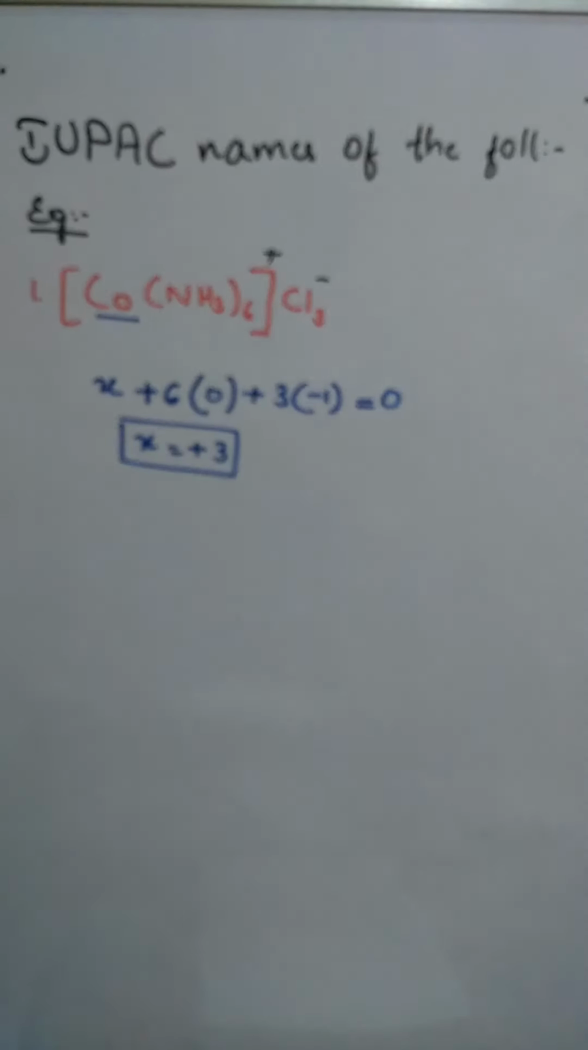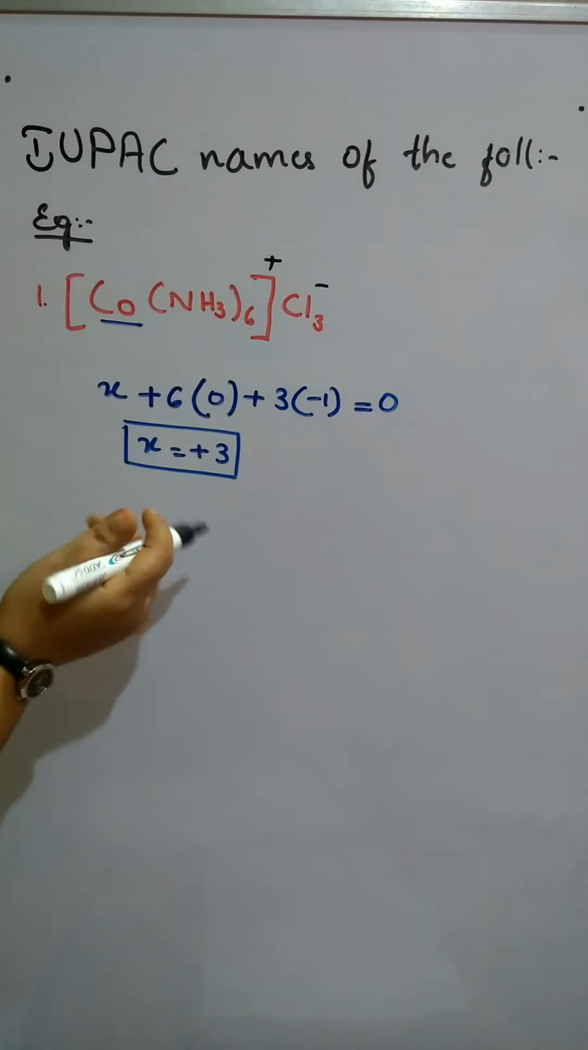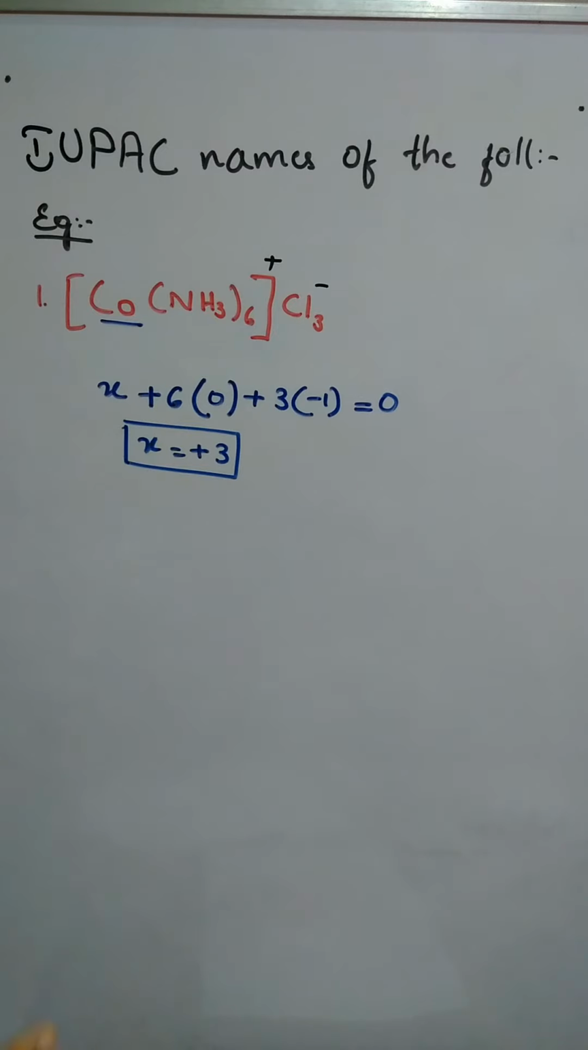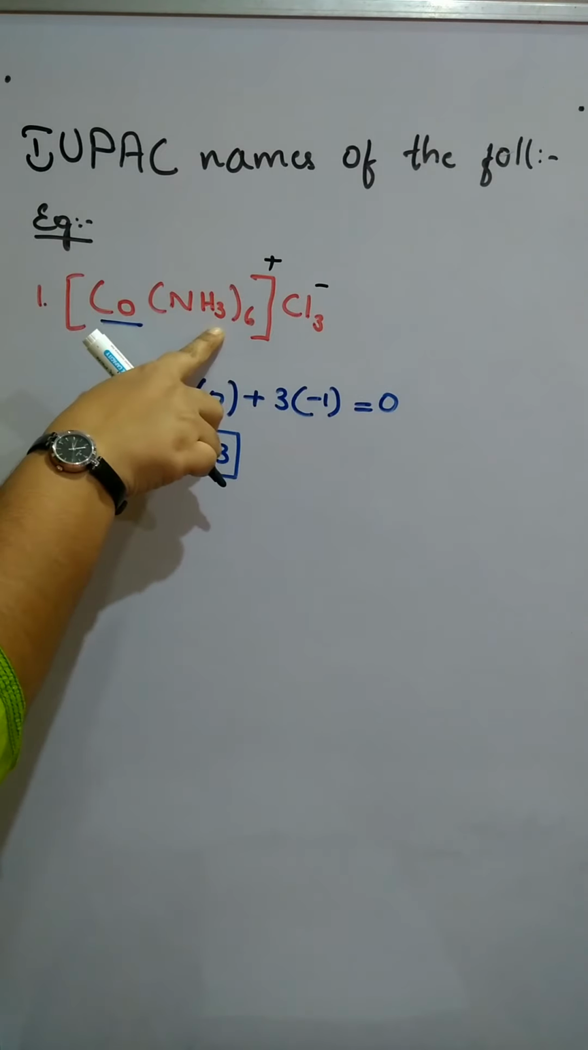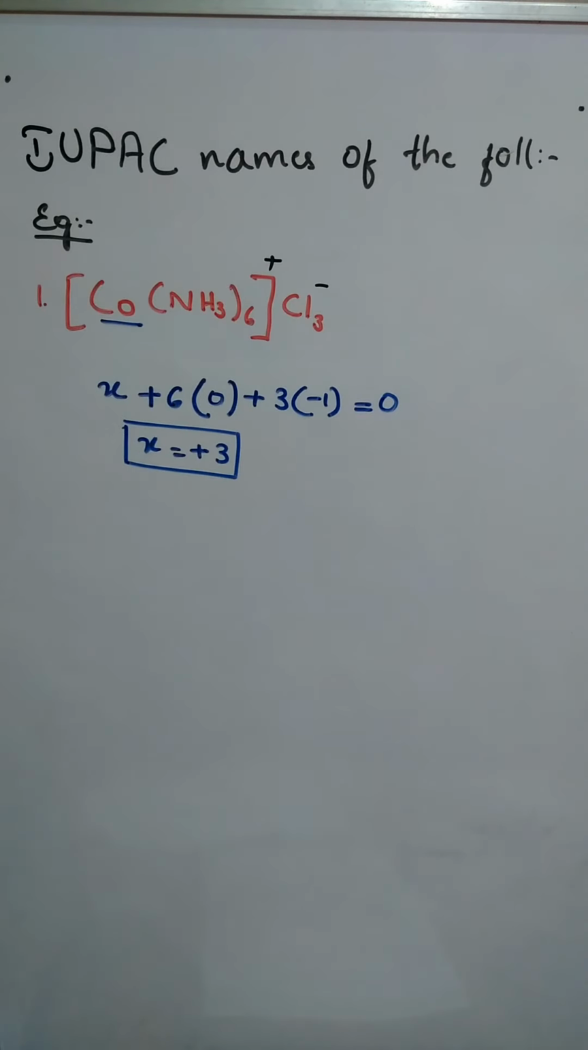So we shall start writing. First we start with the ligands in alphabetical order. We need not check alphabetical order because we have only one type of ligand. But how many molecules of that ligand are there? Only one type of ligand, but 6 molecules are there. So that 6 has to be mentioned as a prefix. That 6 will be hexa.